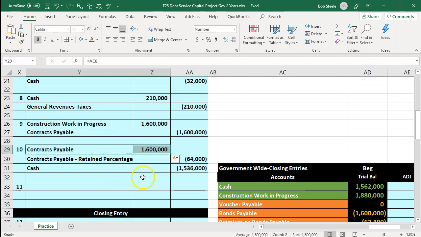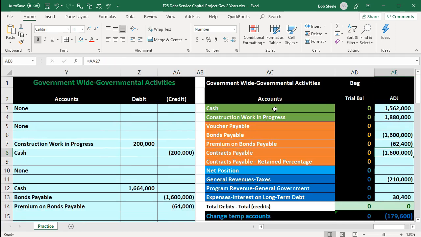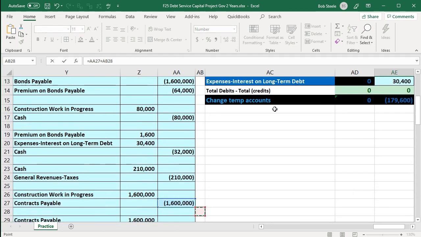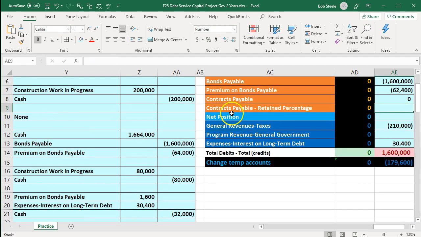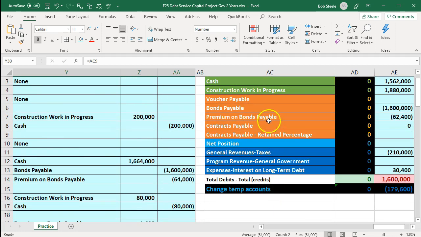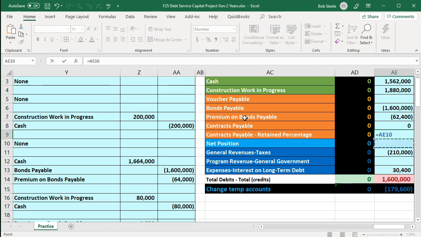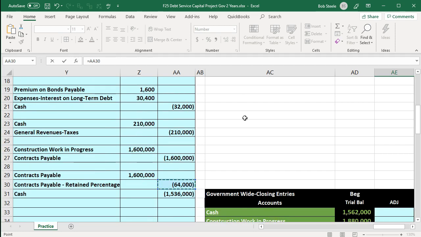We have the contracts payable first. Let's scroll up and pick up the contracts payable. We're up top in cell AE8. Something's in it, so I'm going to say F2 plus F2. Scroll back down, and we're going to pick up the contract payable amount of the $1,600,000. Then we have the contracts payable retained percentage. That's in AE9, where we say equals, and scroll back down, and we'll pick up that $64,000.